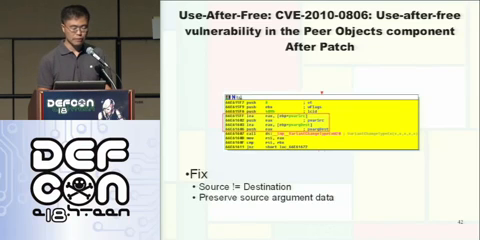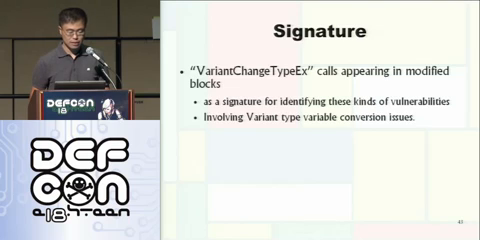So this is a very good example, because I never knew about this VariantChangeTypeEx issue before I diffed this patch. So you can actually learn something from the patch, because now I know VariantChangeTypeEx can cause some kind of memory corruption error. So maybe if I do some other code auditing, then I can use this knowledge for that kind of stuff.